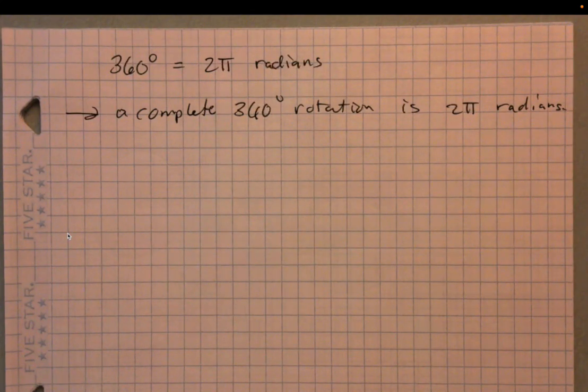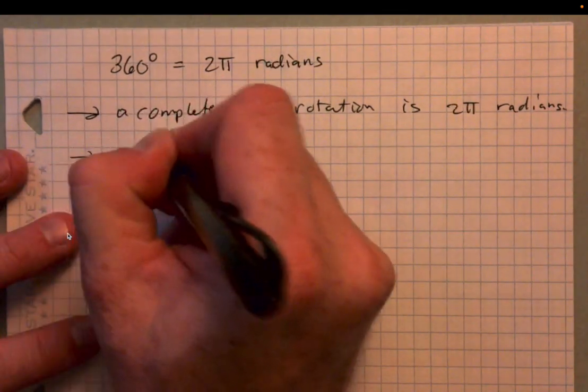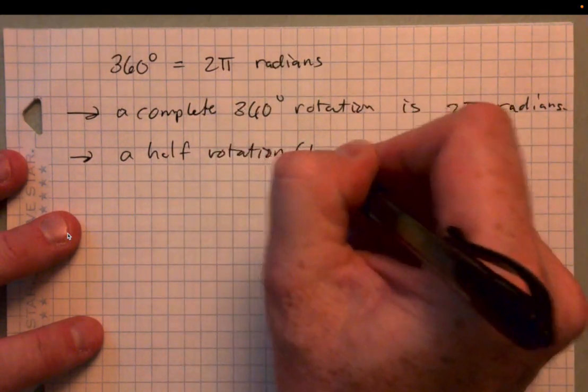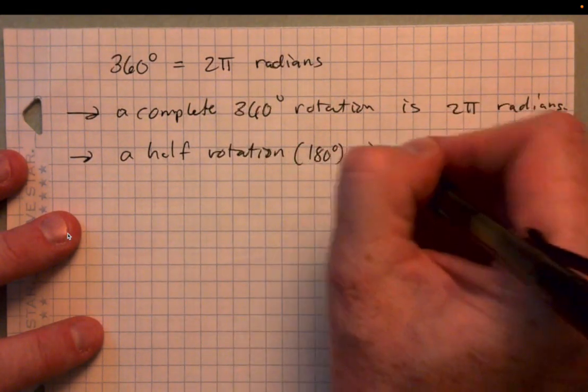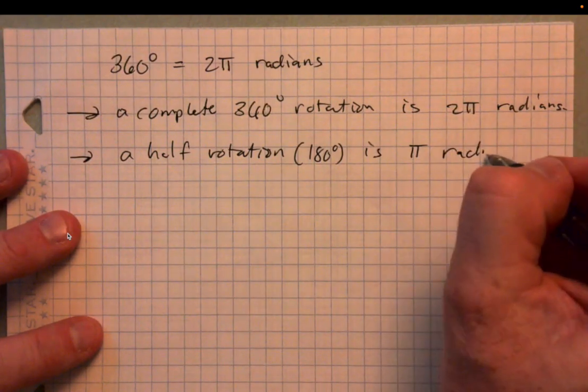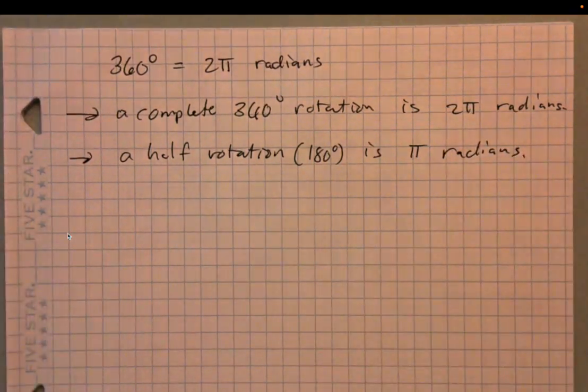Okay, and using this fact, you can figure out what everything else is, right? So a half rotation, i.e. 180 degrees, is pi radians, right? You just divide 2 pi by 2. Okay, so that's how you get the half rotation. Okay, and you could figure out the others, right?